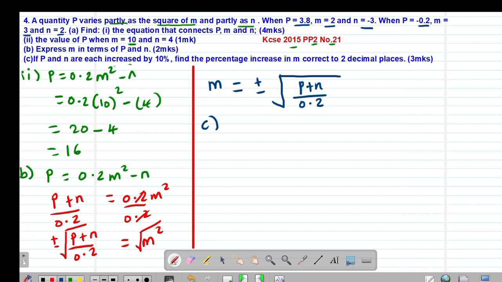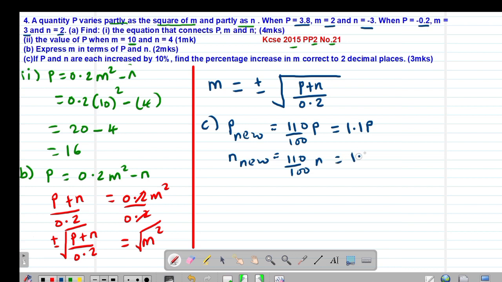So we'll find the new value of p. The new value of p has increased by 10%. So this will be 10 plus 100, which will give you 110 over 100 multiplied by the original p, which is going to give you 110 divided by 100. You're going to get 1.1. So this is 1.1p. Similarly, we also have a new value of n. n has also increased by 10%. If p and n are each increased by 10%, the new value of n will also be 110 over 100 n, which will be equal to 1.1n.